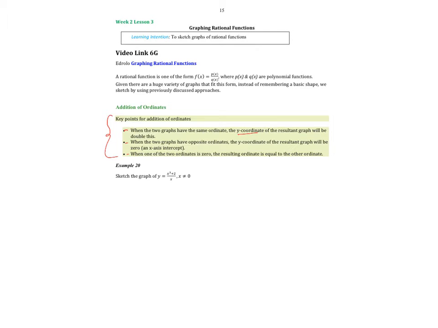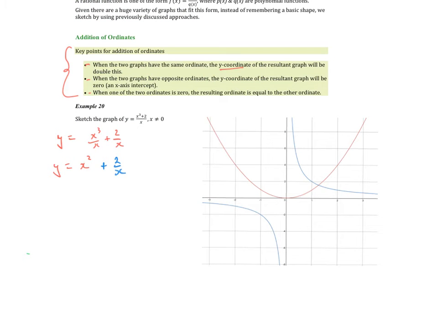So if we remember, if we just simplify, we can write it as x cubed on x plus 2 on x. So the graph becomes y equals x squared plus 2 on x. So if we sketch both of these as accurately as we can, and there it is, nice and accurate. So obviously x squared in red, 2 on x in blue.